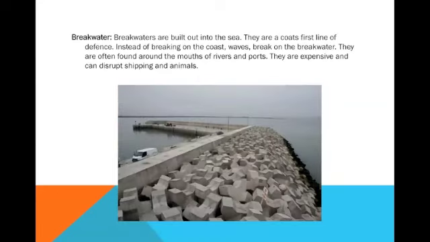Breakwaters are built out into the sea. They are the coast's first line of defense. Instead of breaking on the coast, waves break on the breakwater. They are often found around the mouths of rivers and ports. They are expensive and can disrupt shipping and animals. So, these little breakwater thingies here.